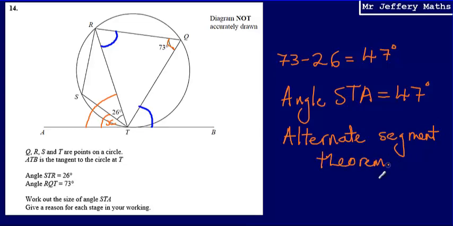And as I said earlier, a more colloquial way to think about this is that when we see a triangle which touches our tangent, the angles which open up to the left will be the same, and the angles which open up to the right will be the same. So final answer, angle STA equals 47, and that is the alternate segment theorem.